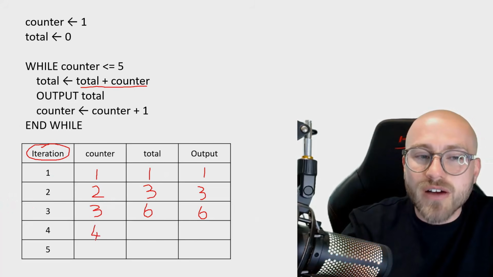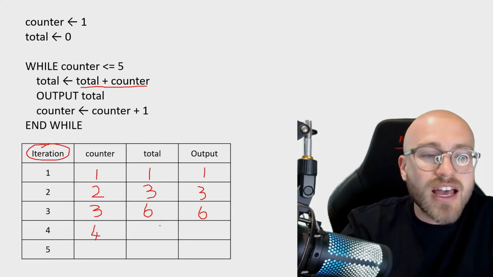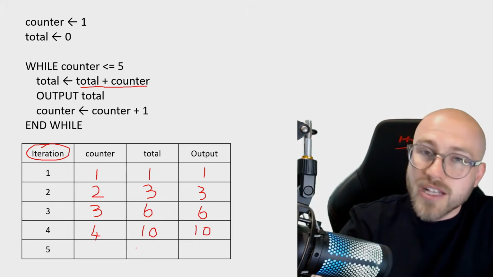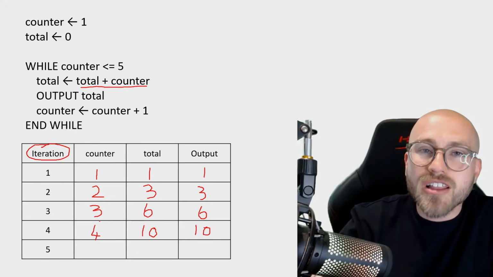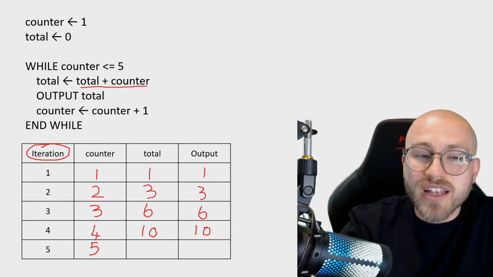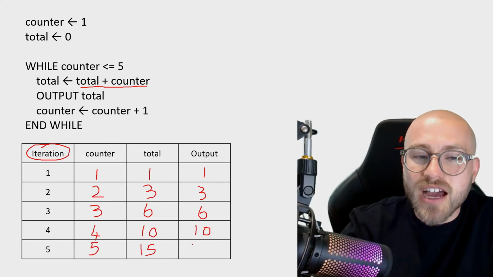The counter is currently at 4. The total of 6 added to the 4 gives us 10, so our current total is at 10, which means my output is 10. We add 1 onto the counter, and then we're on our last iteration. So our counter is at 5. Our total was currently at 10, so it's 10 plus 5, which gives us 15, which means that the output to the user is 15.